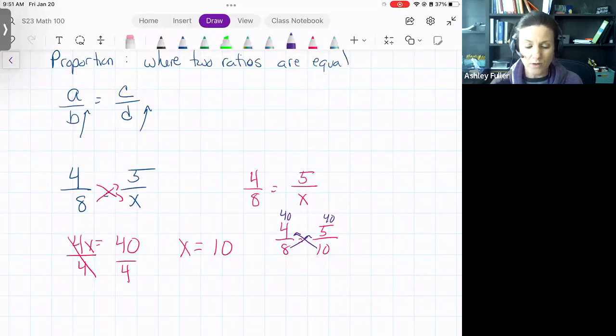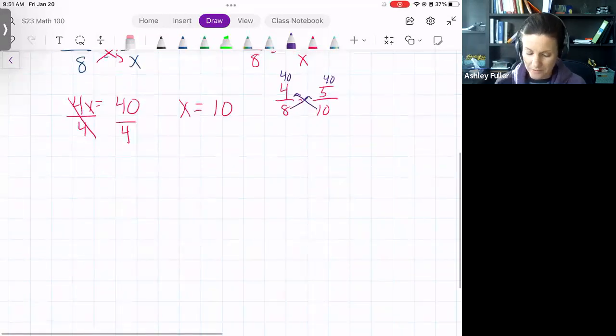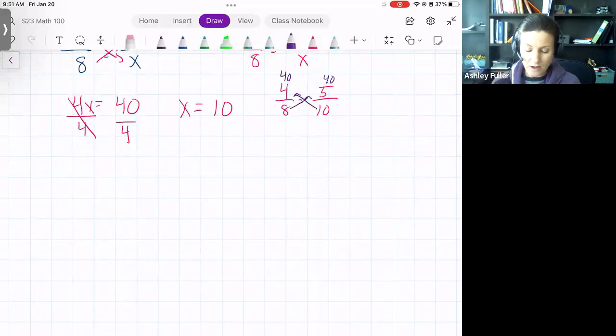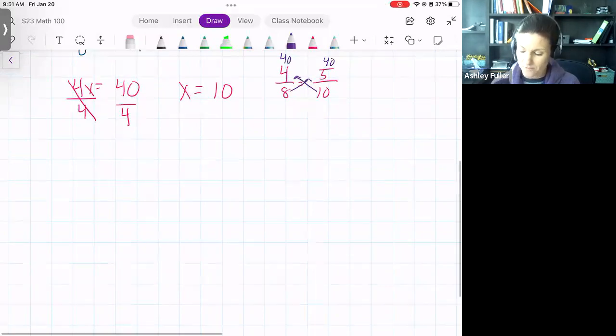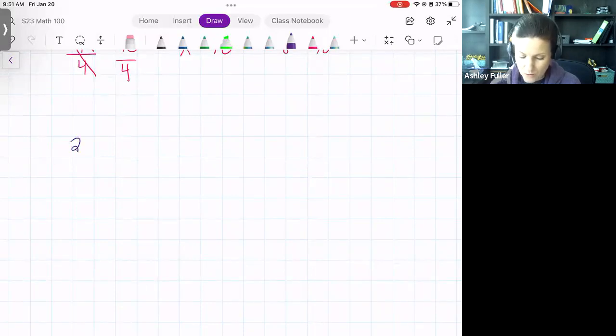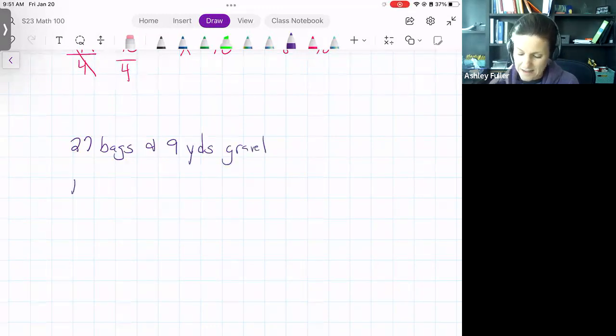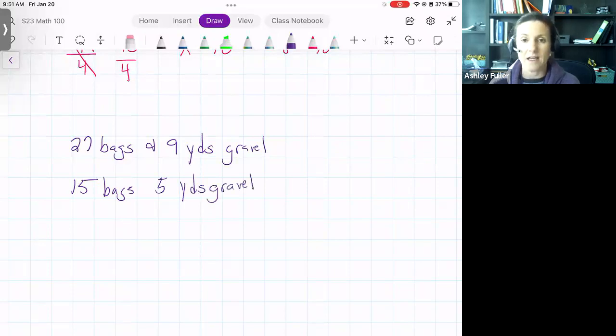We have to sometimes know the unknown quantity and also the units that are important. So let's consider an application problem. Suppose that you have a quantity of concrete, and that we know that the quality of that concrete is based on the ratio of bags to cubic yards of gravel. If we have one situation where we have 27 bags and 9 yards of gravel, and a second has 15 bags and 5 yards of gravel, we want to know if they have the same quality.